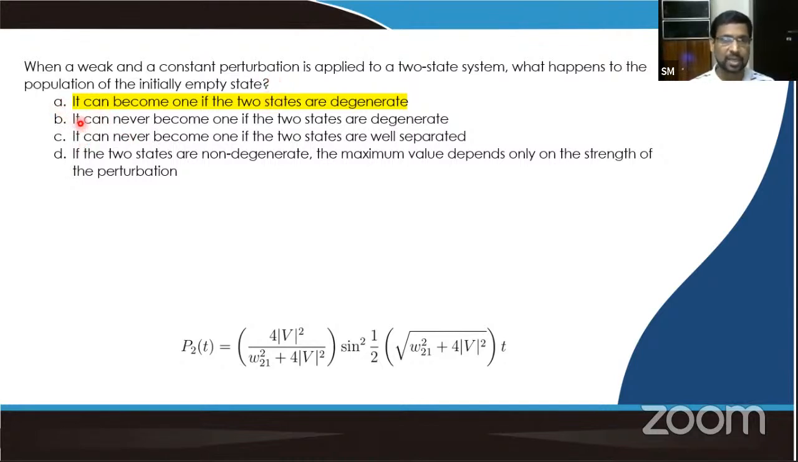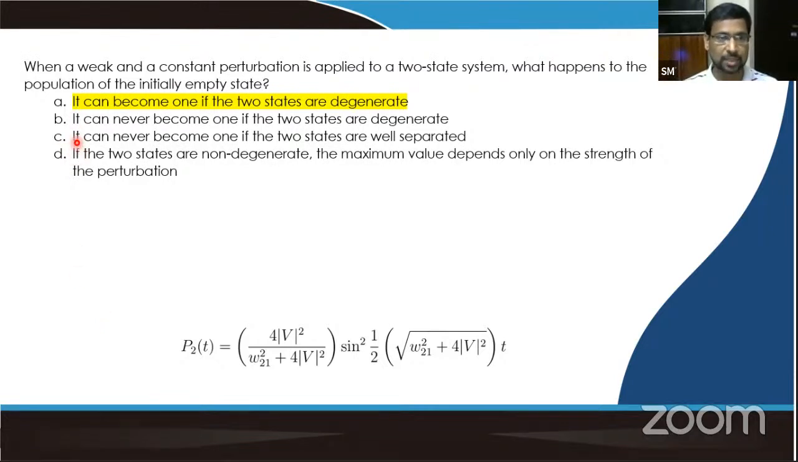So this is correct. The second says it can never become 1 if the two states are degenerate. That is not correct, because we know that it goes from 0 to 1. Because the two states are degenerate, they are loosely bound states, so the population transfer between them happens very easily. Therefore, the second is wrong.